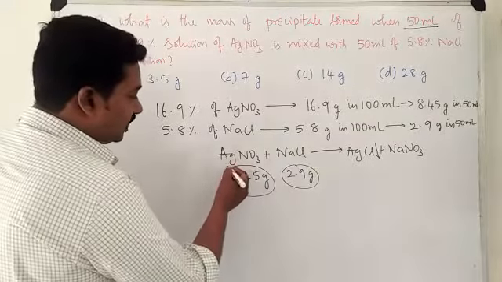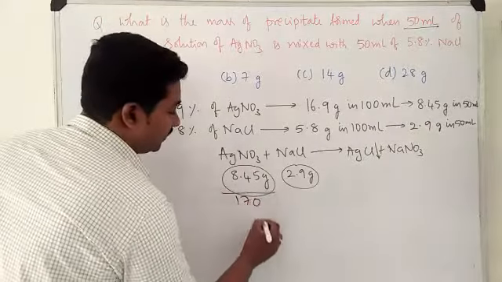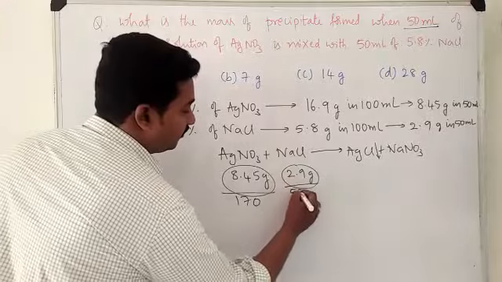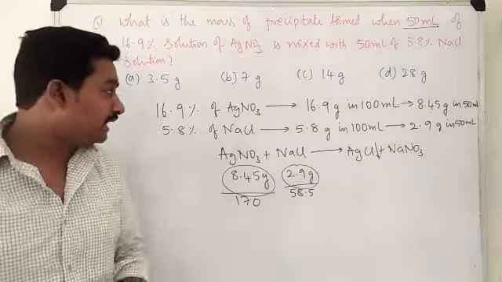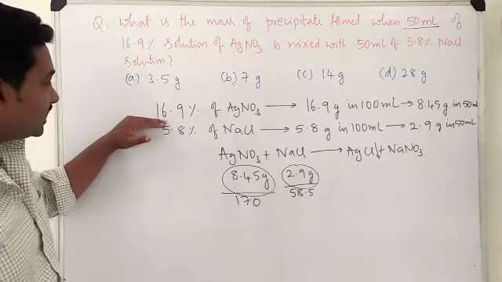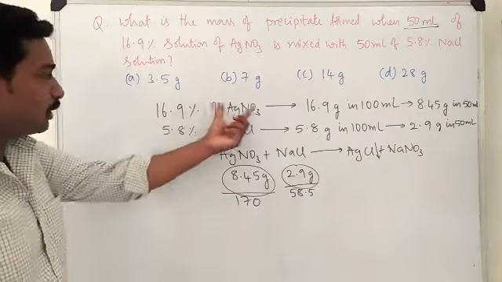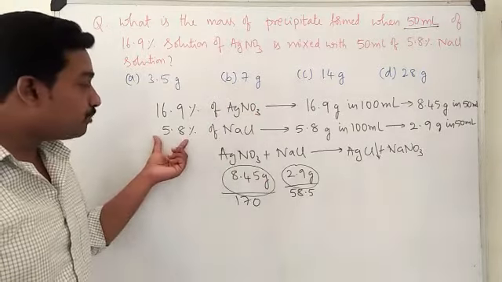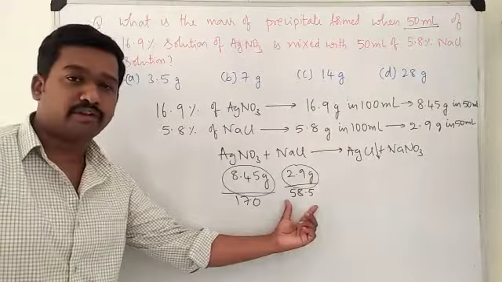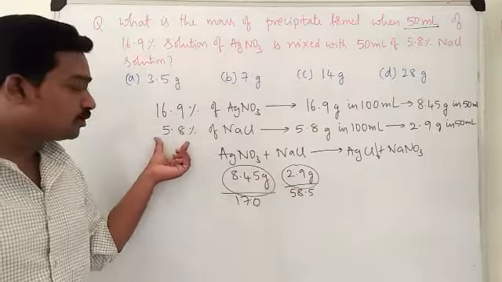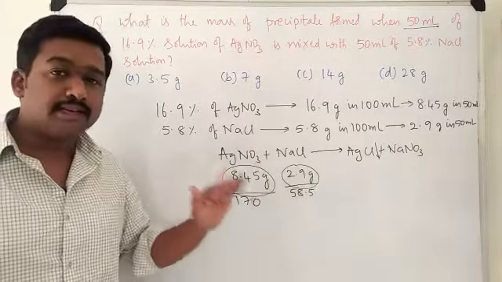So, AgNO3 has a molecular mass of 170. Divide this by 170. And NaCl is 58.5. If it is difficult to calculate, there is a small hint in the data itself. Look at this. This is 16.9, somewhat close to 17, which means 170, which is 1 mole. And this is 5.8 and close to 58.5 divided by 10, which means this is also close to 1 mole. So it means we do not have to calculate the limiting reagent here.